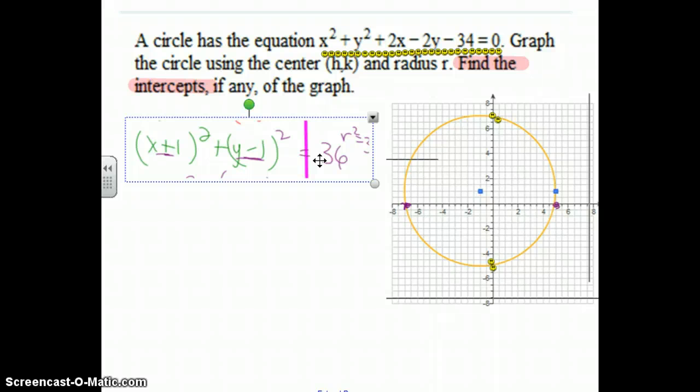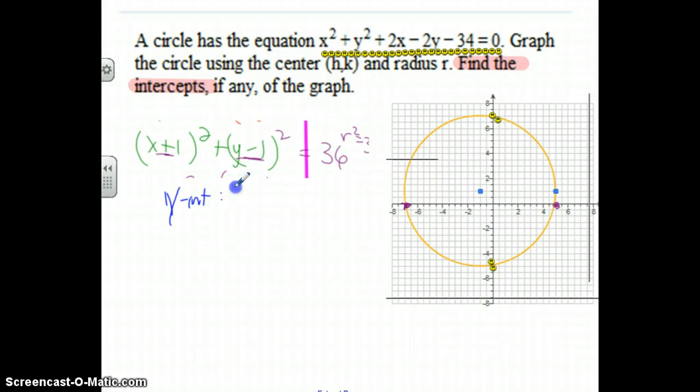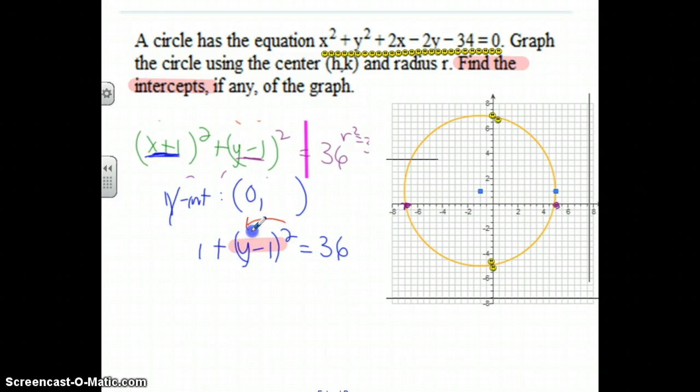And to find a y-intercept, I'm going to let x be 0. So if you let x be 0 right here, I'll get 0 plus 1, which is 1 squared. So 1 plus y minus 1 quantity squared should equal 36. Let's FOIL this out. Remember, you cannot distribute this, but we can square the first, twice the product, square the last. We'll set this equal to 0. See, I've got 2 on the left. I'll subtract off 36. It's minus 34.